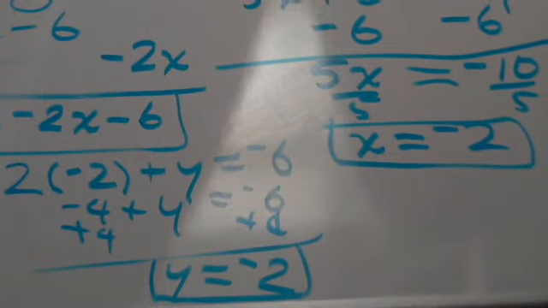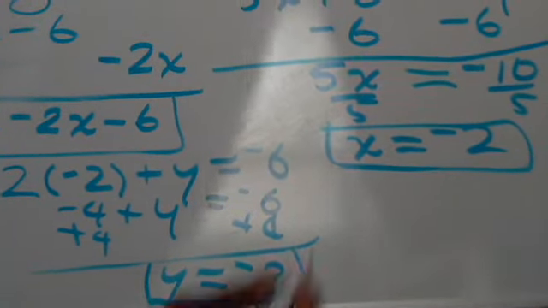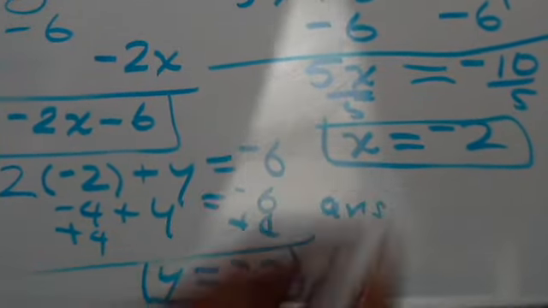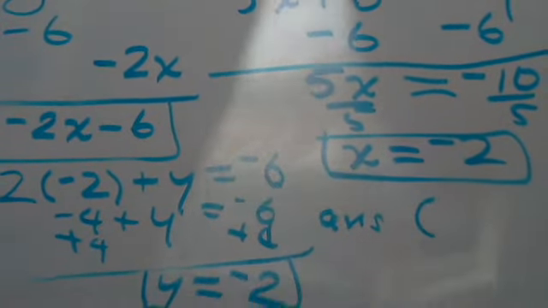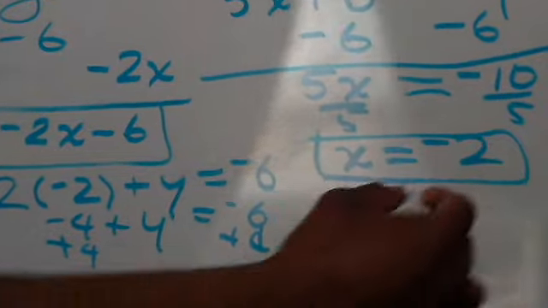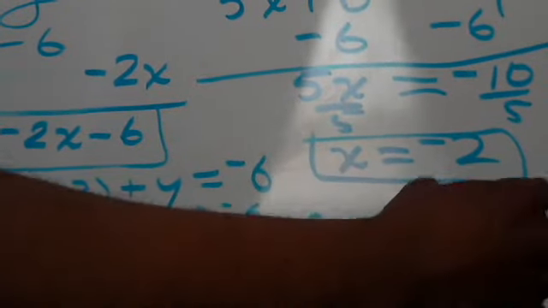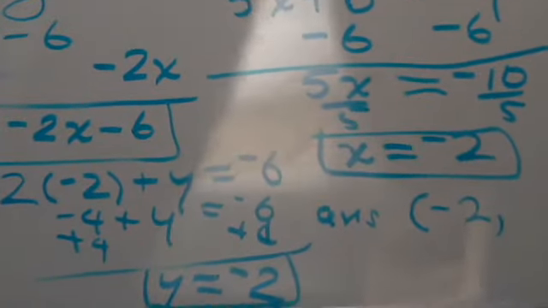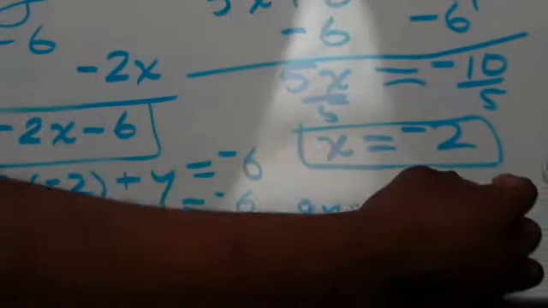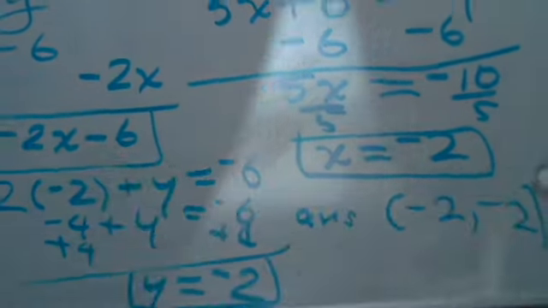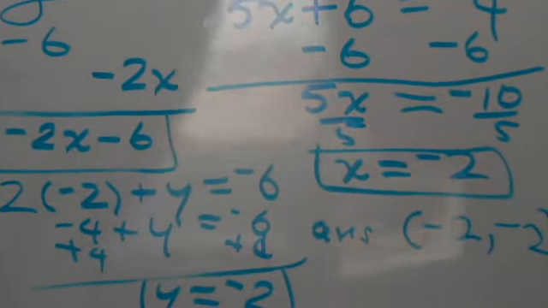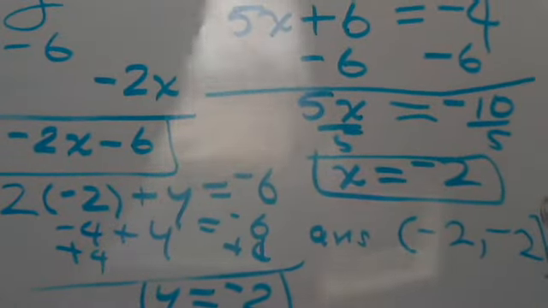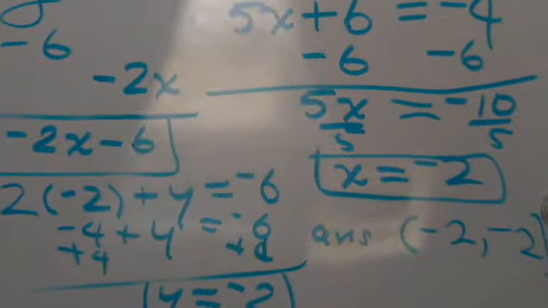We've got it. Our answer, remember we were searching for the ordered pair, so open up a parenthesis. The first number, -2, comma, the second number, -2. So that's solving a system of equations via the substitution method.